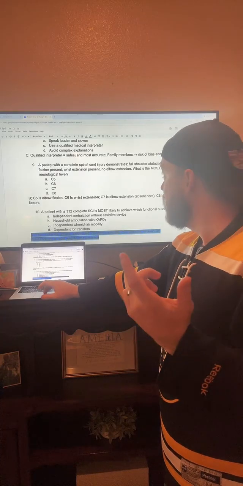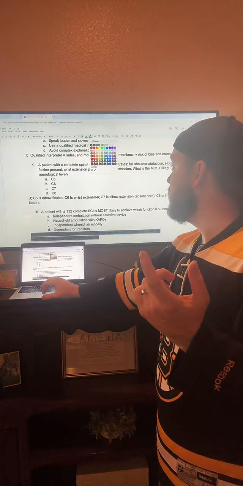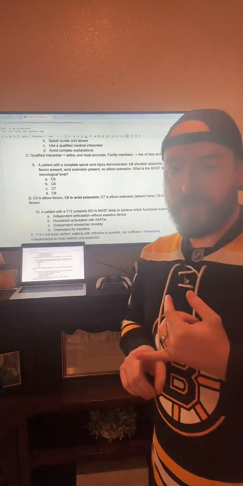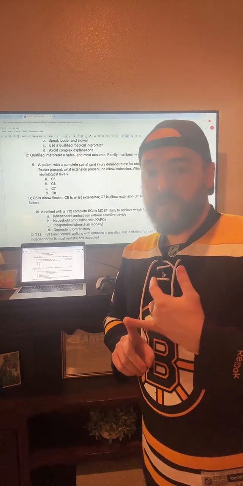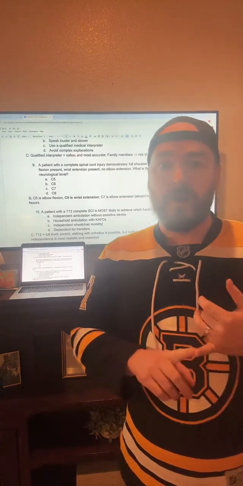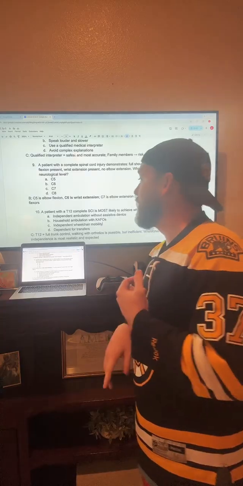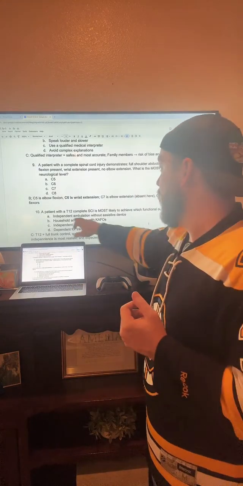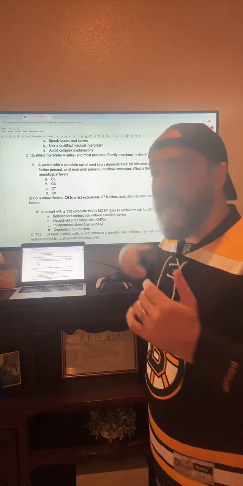The answer is C. So we have a T12 complete, right? And we know that hip flexion is going to be predominantly controlled by L1, right? And so because they lack that L1 innervation, the biggest thing is probably like the next closest.